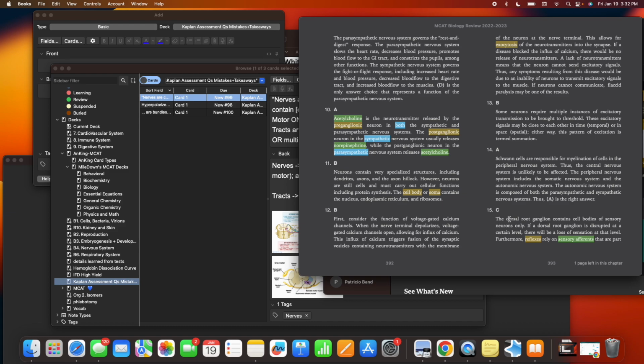Dorsal root ganglia contain cell bodies of sensory neurons only.